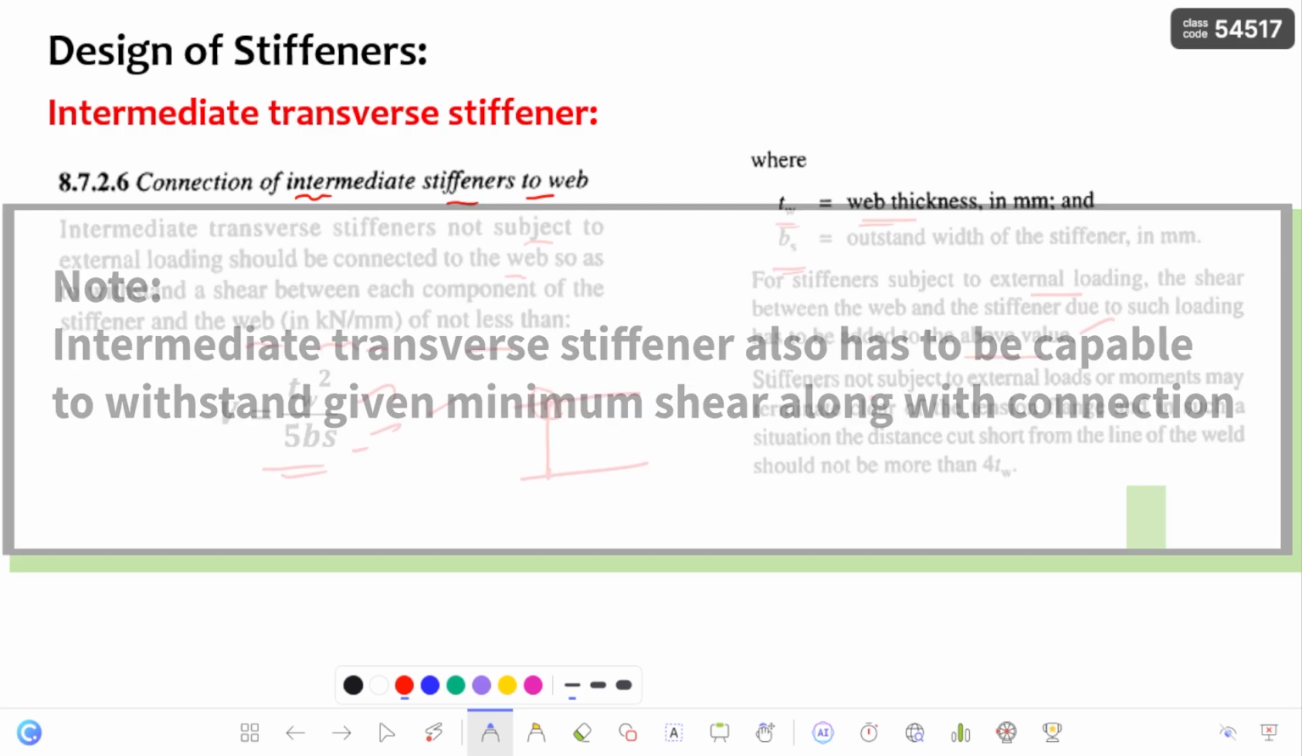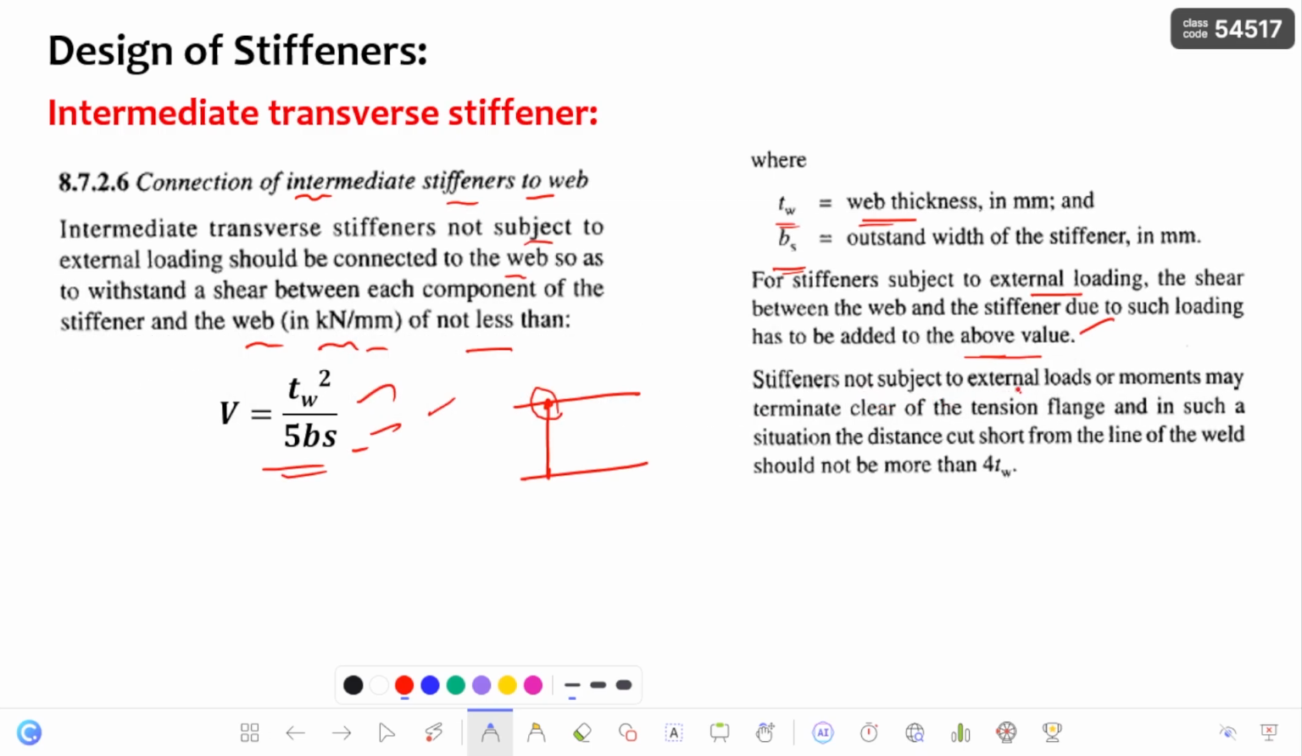Next coming to the last one, stiffeners not subjected to external loads or moments may terminate clear of the tension flange, and in such a situation the distance cut short from the line of the weld should not be more than 4 times the thickness of the web. So for example, this is a compression flange and this is a tension flange, and this is the stiffener which you have provided. Whenever this stiffener is not subjected to external loads or moments, in those situations you can leave a gap in between the stiffener and the tension flange. For example, this is the gap you have provided.